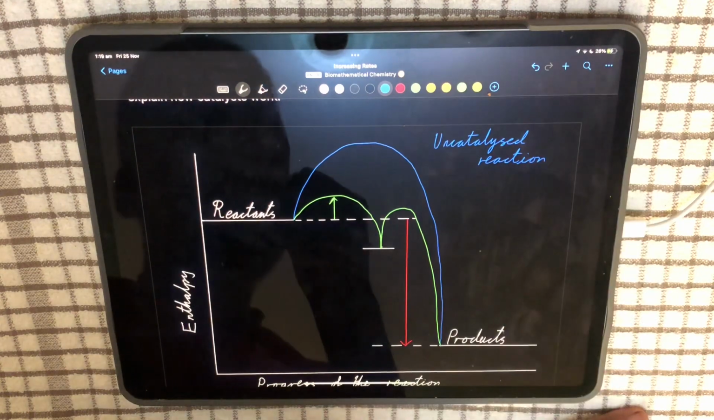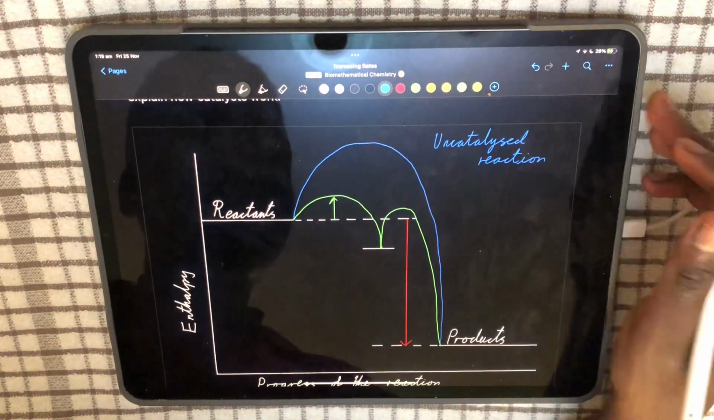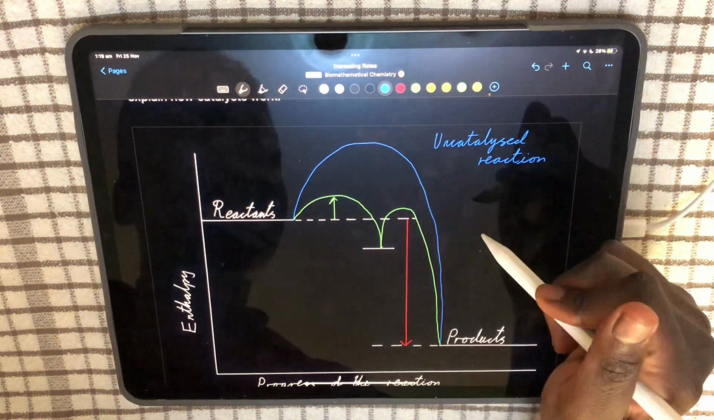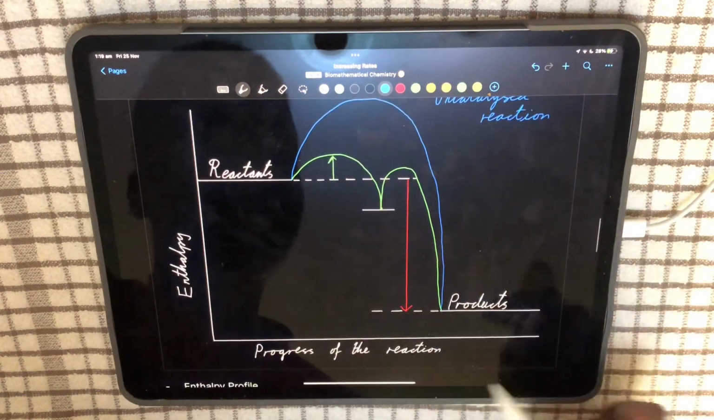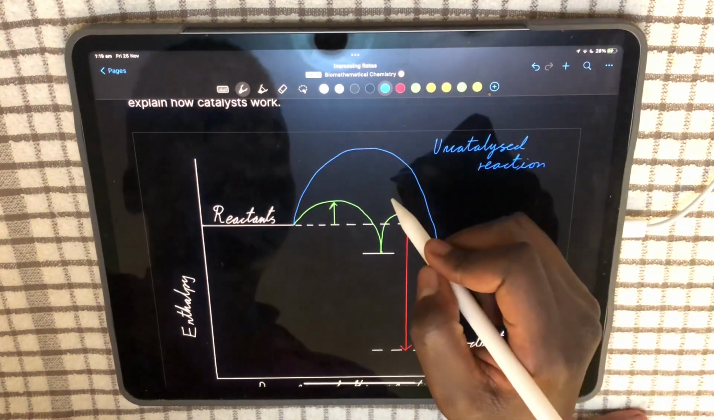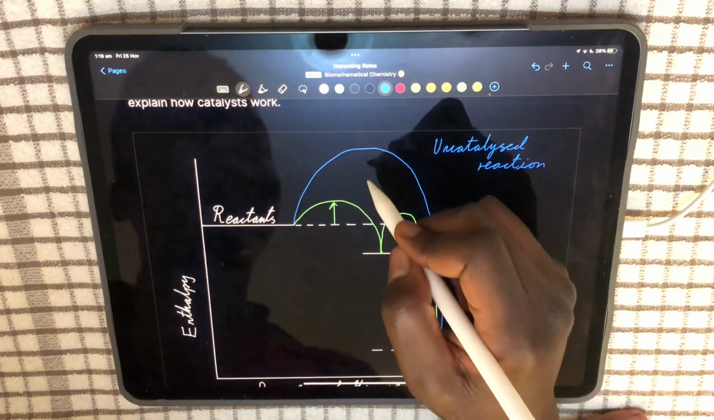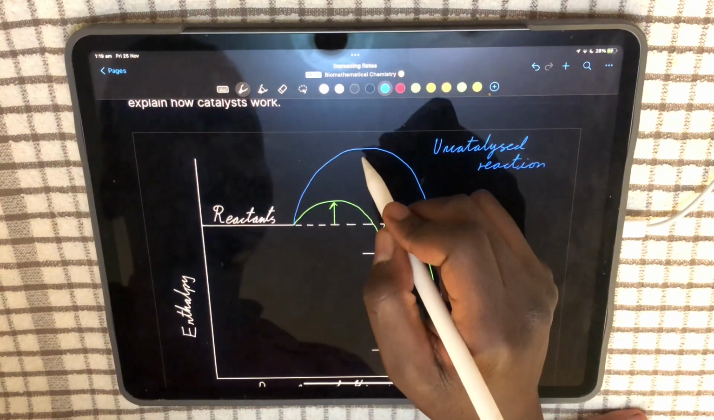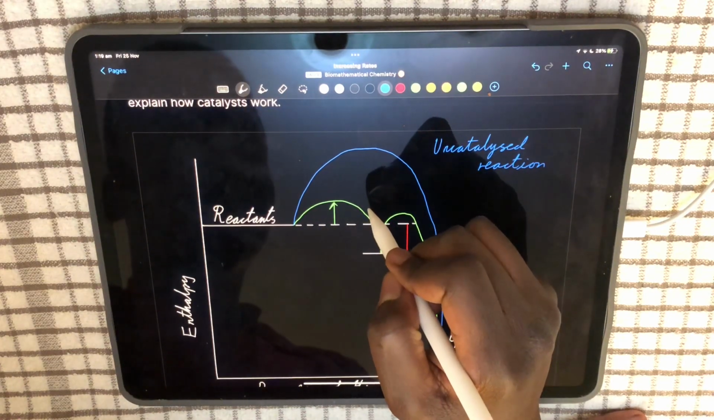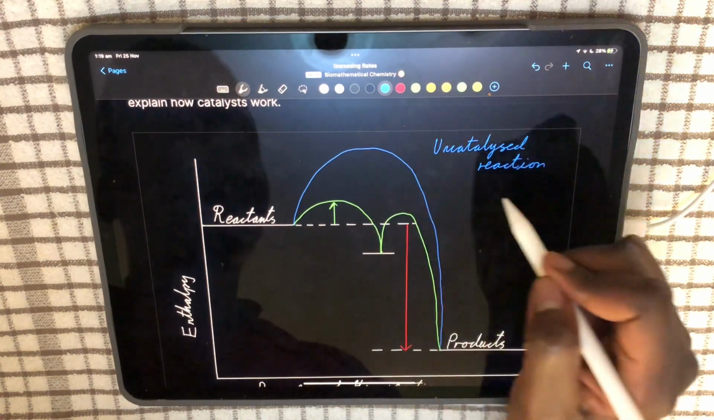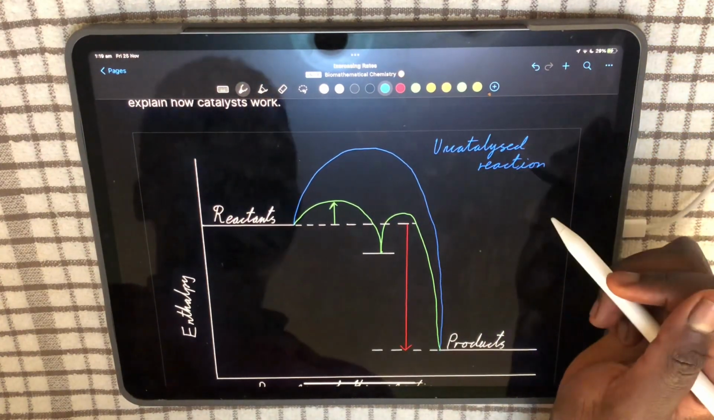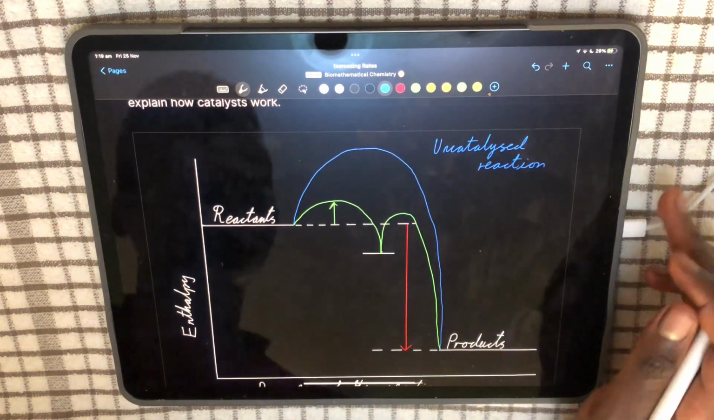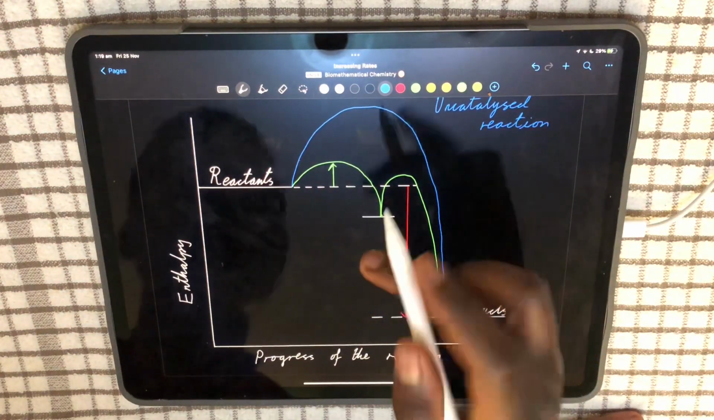If you didn't get that, the only thing you need to remember is why one of these is bigger than the other. This is the enthalpy, and this is the progress of the reaction, which is just time. An uncatalyzed reaction will always have a higher activation energy. The activation energy is from the reactants to the maximum peak. Whichever one is higher is the uncatalyzed reaction, because a catalyst always allows the reaction to occur with a lower activation energy. But this here is just explaining how a catalyst actually works.